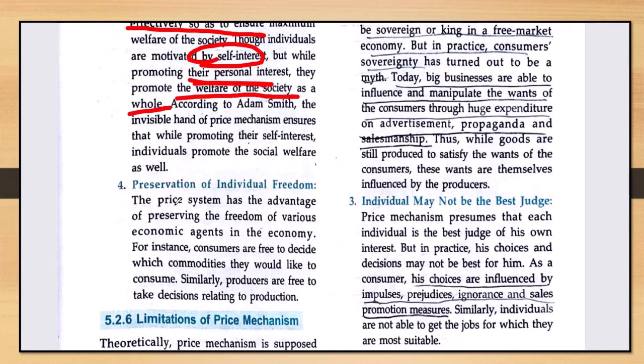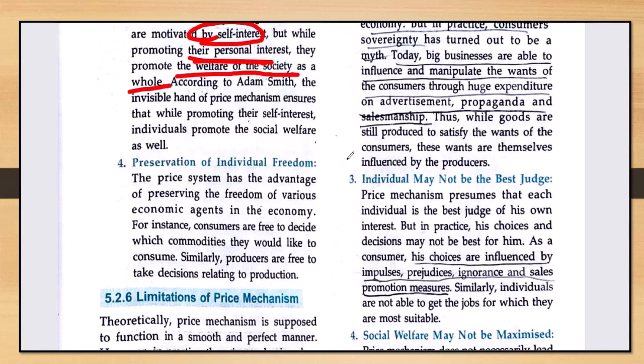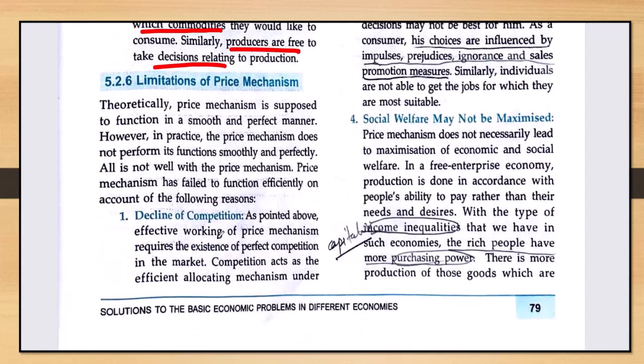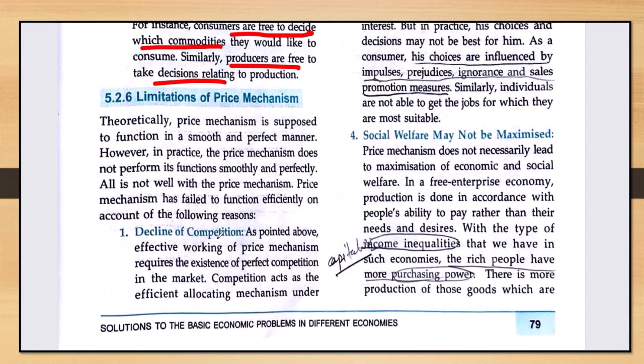Preservation of individual freedom. The price mechanism has the advantage that consumers are free to decide which commodity they would like to consume. Similarly, the producers are also free to take decisions regarding production. Last, we will see the limitations of price mechanism.